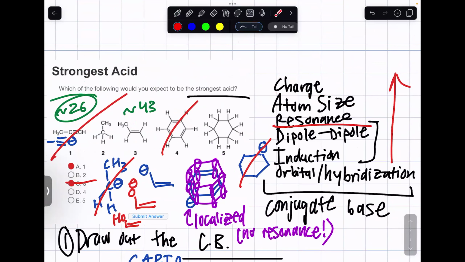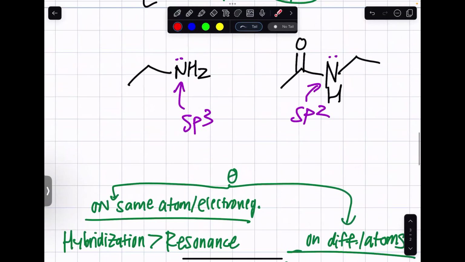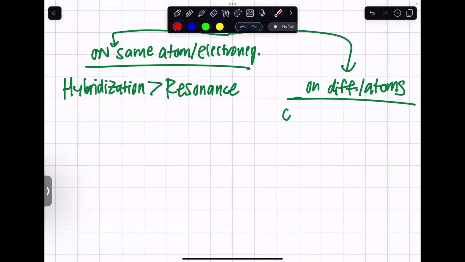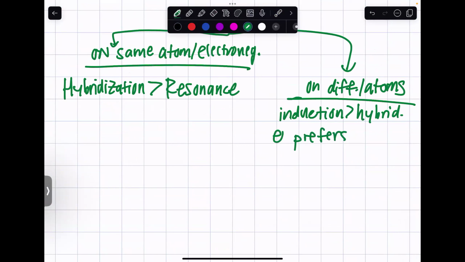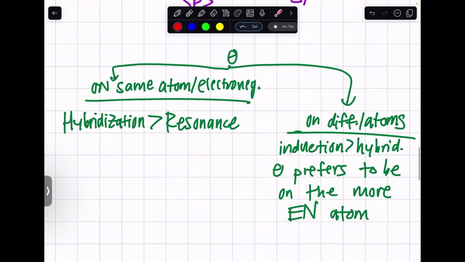But they're all negative charges anyway, so that doesn't matter. It's going to be induction here, which has higher priority than hybridization. So induction takes priority over hybridization, where the negative charge prefers to be on the more electronegative atom. Like it prefers to be on oxygen rather than carbon. But if the negative charge is on carbons all throughout, we can't look at that factor anymore. We have to look at hybridization.